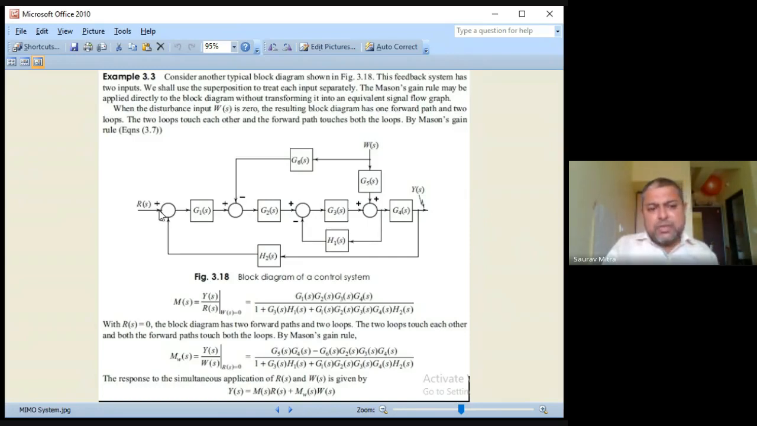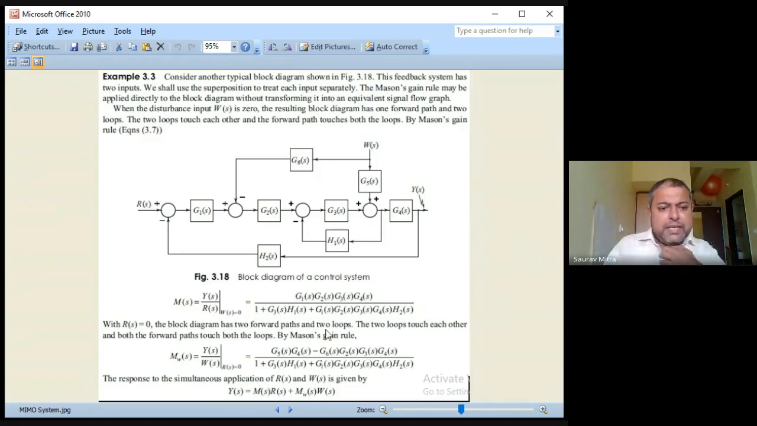So whenever RS is equal to 0, redraw this diagram exactly as it happens. Make RS equal to 0, so this loop will be there. There are two forward paths and two loops, and the two loops touch each other, and both the forward paths touch both the loops. By Mason's Gain rule, you find it directly like this. First I would like you to solve this by the block reduction technique, and then by Mason's Gain formula.